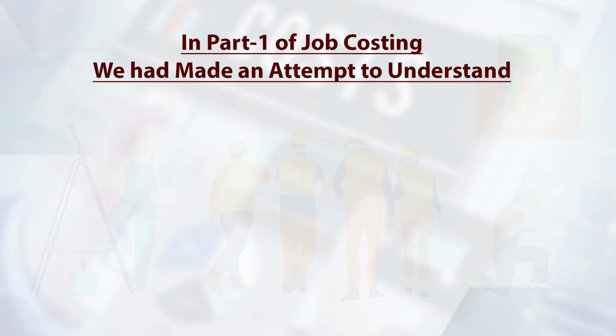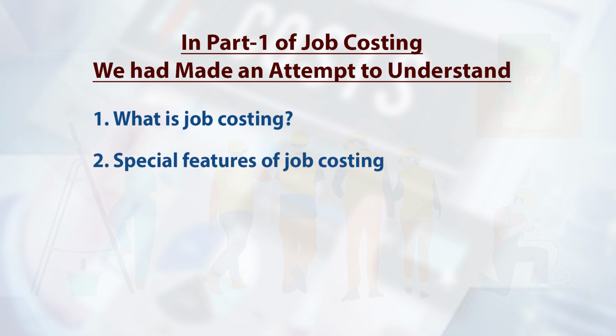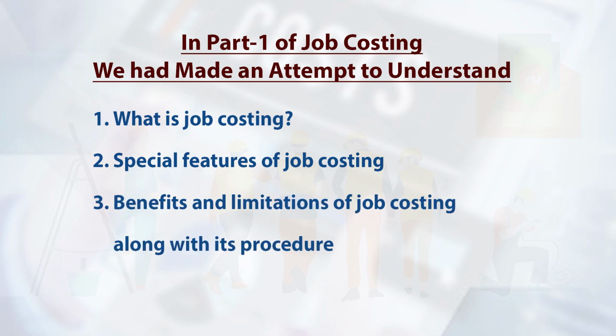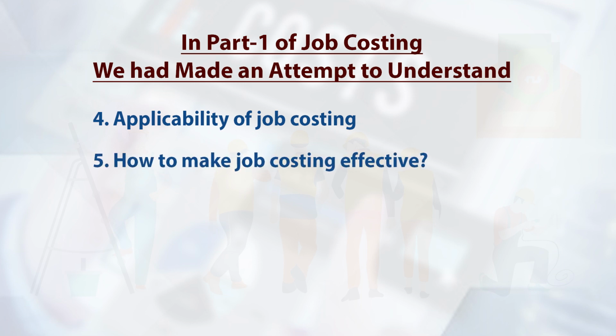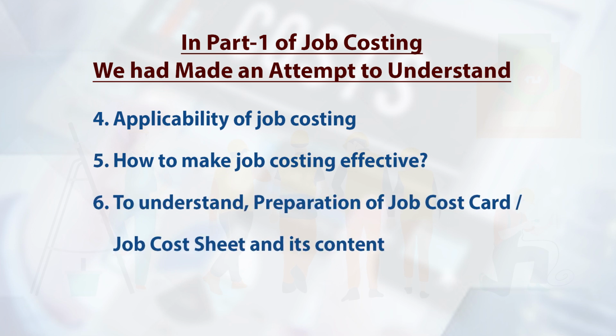In Part 1 of job costing, we have made an attempt to understand number 1, what is job costing, number 2, special features of job costing, number 3, benefits and limitations of job costing along with its procedure, number 4, applicability of job costing, number 5, how to make job costing effective, number 6, to understand preparation of job cost card or job cost sheet and its content. In brief, we have studied about theoretical aspects of job costing.